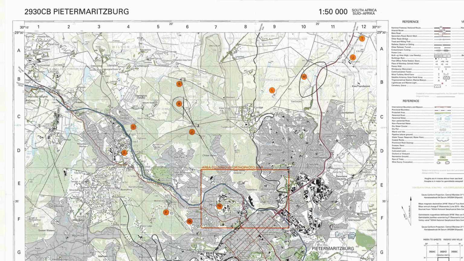The map index is always found next to the title of the map. For example, on this map, you can see the title Pietermaritzburg, and next to it is the map index 2930CB. Now, let's find out what each part of this map index means.